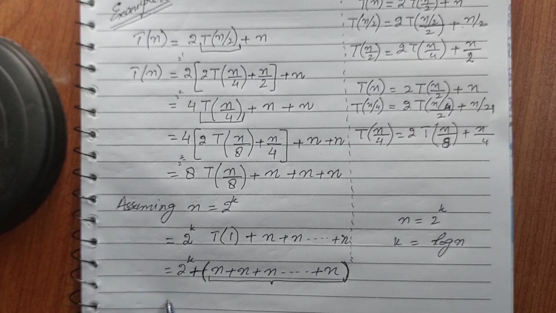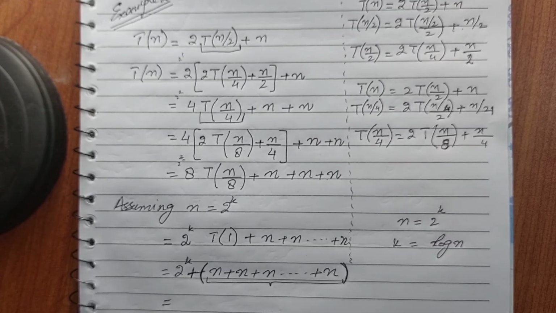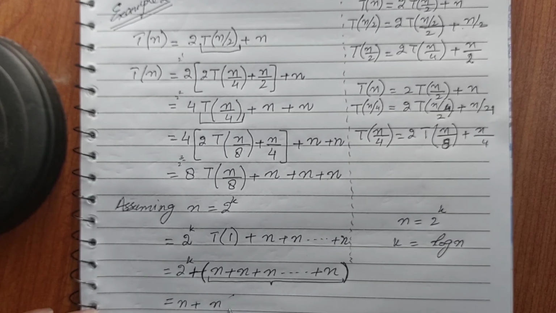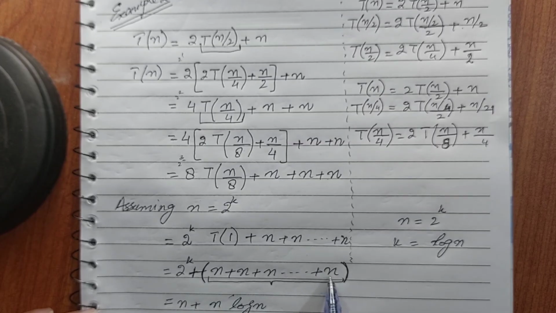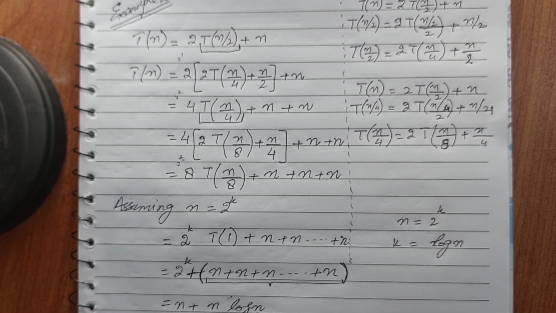So just like in the previous example, as we have assumed that n is equal to 2 raised to the power k, it will become n plus n times log of n, because there are log n n's. So adding it up, you can easily express it as n log n. The bigger term goes into g(n) in theta notation. So this was the second example.